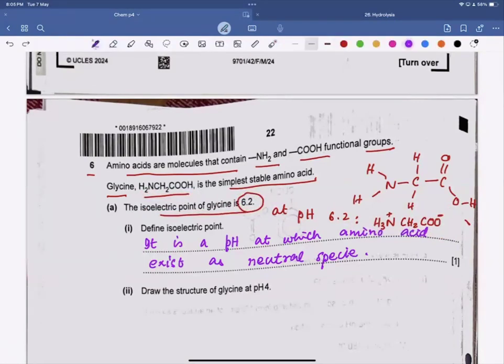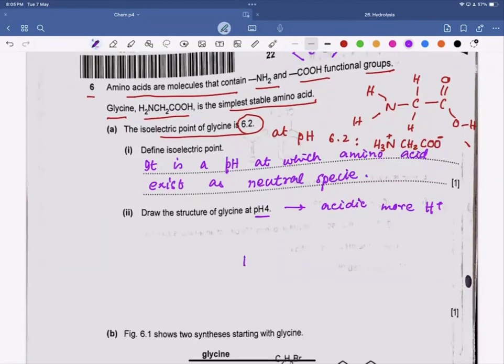And remember, if the isoelectric point is 6.2, so if we have a lower pH than 6.2, then it is considered as the acidic medium for that amino acid. And if we have a higher pH than 6.2, then it is considered as an alkaline medium for that amino acid. Is this understandable? Okay, so it means that pH 4 is going to be acidic, which means that here it is going to have more hydrogen ions in it.